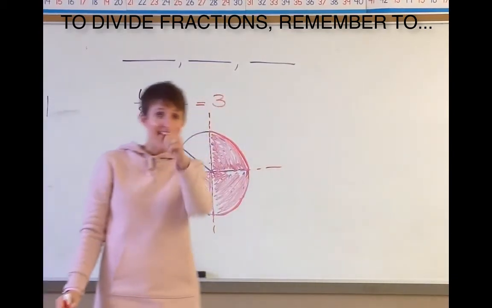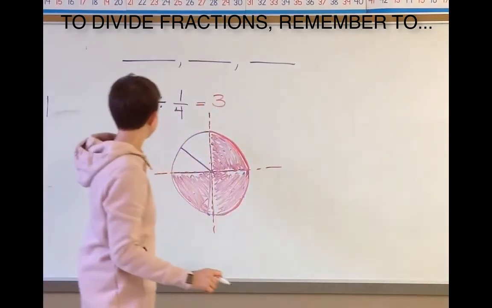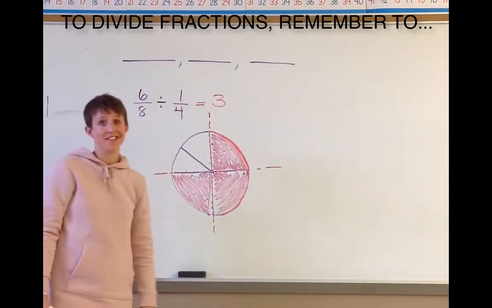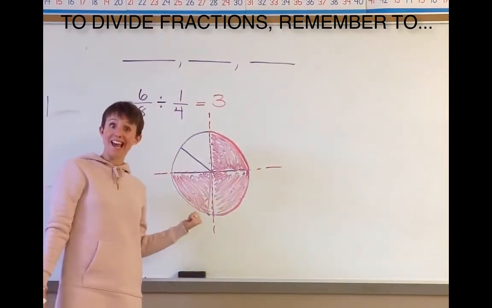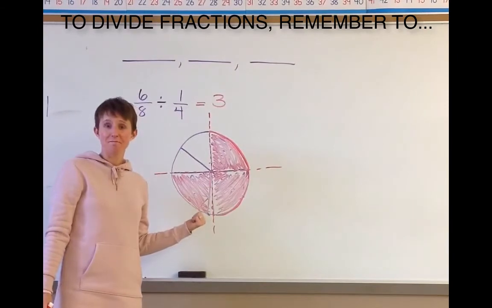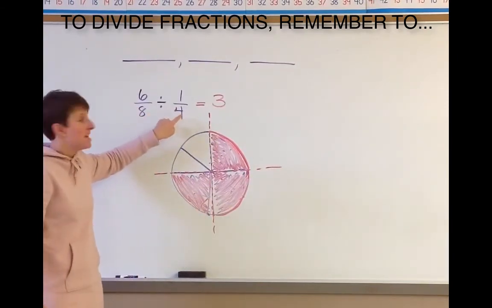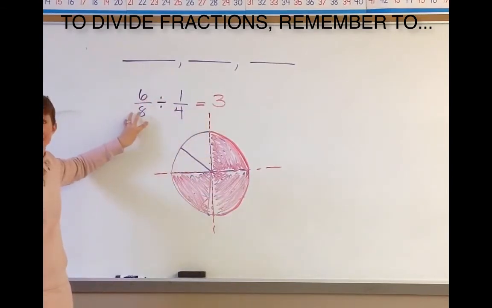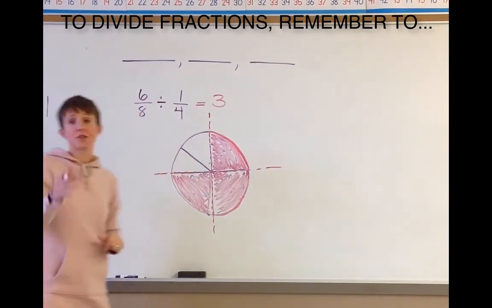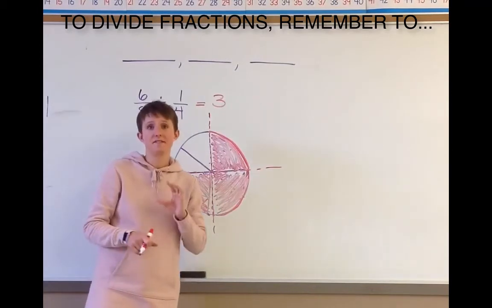3. And that is the quotient to 6/8 divided by 1/4. That's what it looks like when you draw pictures. We want to know how many of this, this is our divisor, how many of this goes into here? Well, there's 3 words that help us when it comes to dividing fractions.